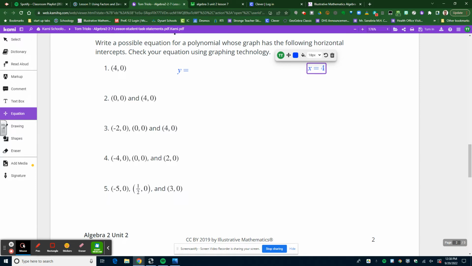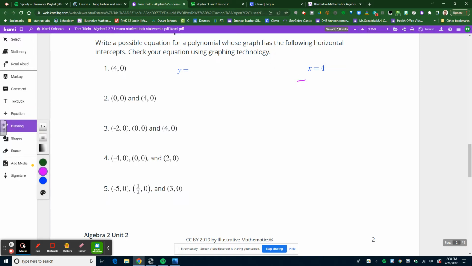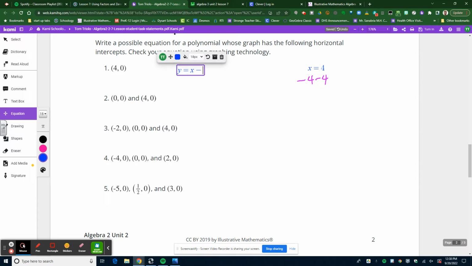So we set it equal to 0. So we subtract 4 from both sides, and when we subtract 4 from both sides, we get x minus 4. And that's all. Just double check, see what it looks like. Control A, Control C.